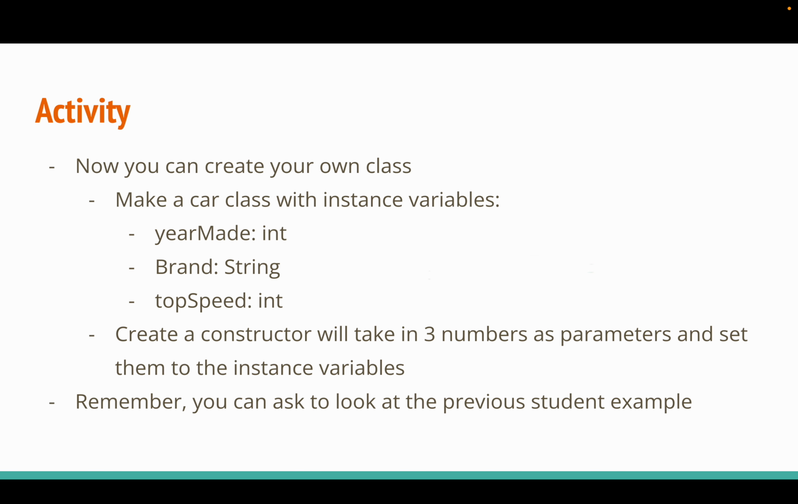So let's talk about the activity. You're going to try and create your own class and make a Car class with instance variables: year made, which is an int, brand, which is a string, and top speed, which is an int. Next, you're going to create a constructor that will take in 3 values as parameters and set them to the instance variables. If you'd like to go back and look at the previous student example, feel free to do so. You want to pause now and try this on your own.